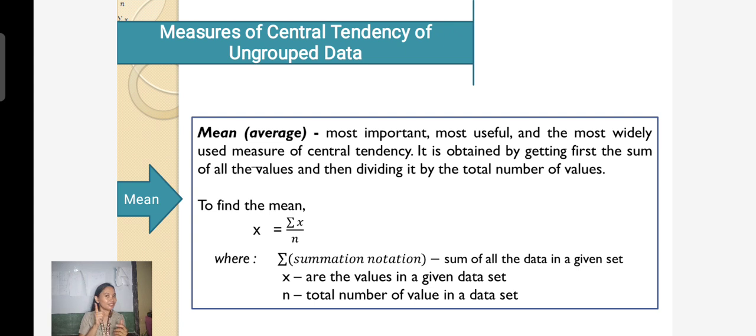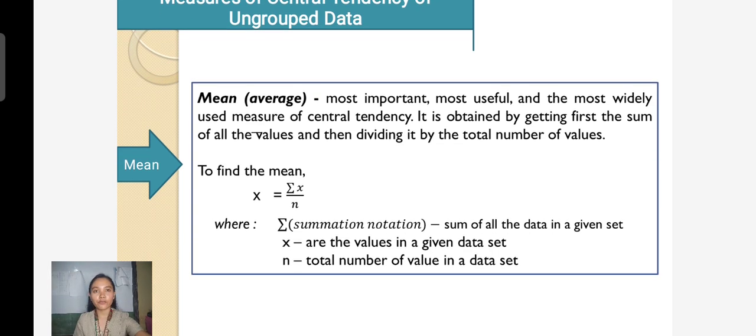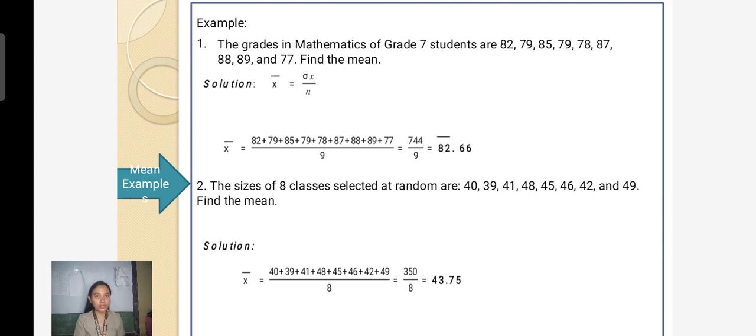And the result is your average grade. Okay. And note class that is the mean. Simple. Okay, mean or average. It is the most important or most useful and most widely used measure of central tendency. Sa akong gingon ganiha, it is obtained by getting first the sum of all the values and then dividing it by the total number of values. So, na formula diha. That is the x bar. So, refer to your self-learning module in mathematics. That is equal to summation of x over n. So, gina-state diha ang unsay pasabot sa formula. Next, let's proceed to the example.